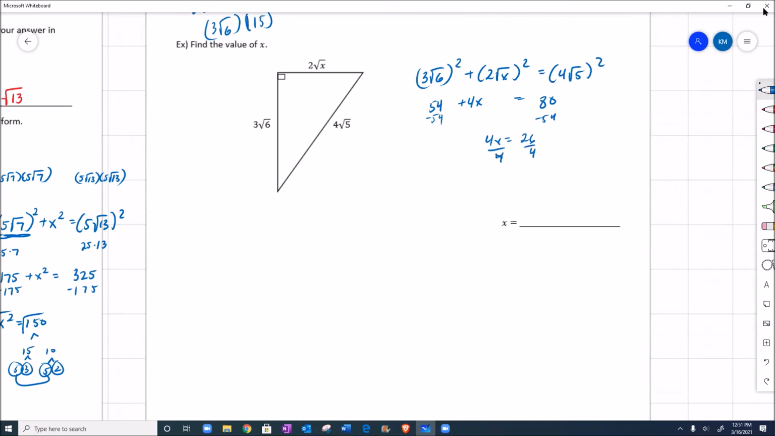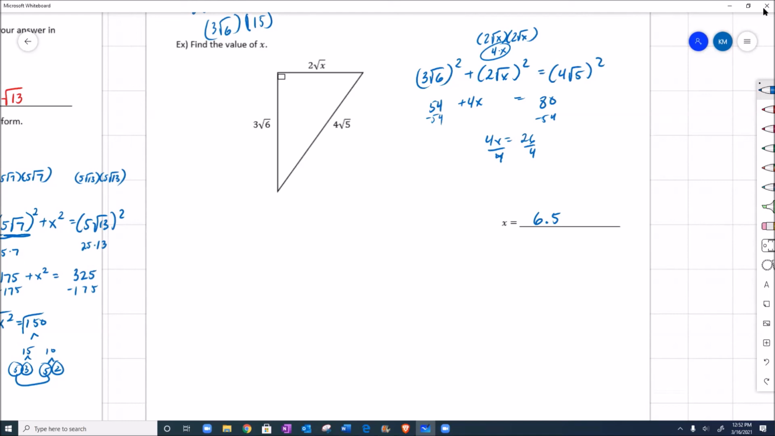And that gives us 6.5. 26 divided by 4, let me make sure that I did that right. 6.5. And so we find that x is 6.5. If you're having trouble with squaring that x, remember we do outside times outside, which is 4, and inside times inside, which is x. That's how we got from here to 4x.